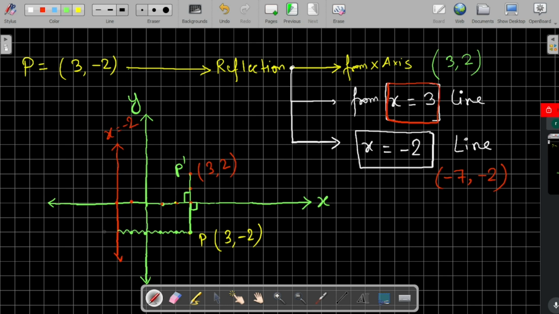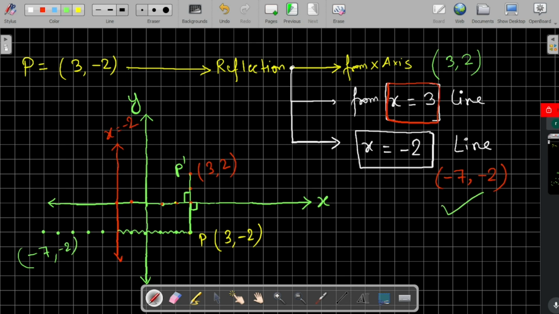So you have to move five blocks to the other side. One, two, three, four, and five. So its coordinate will be what? The coordinate should be written from the axis, right? So it is 1, 2, 3, 4, 5, 6, 7. So it should be minus 7, and the y coordinate will be the same. Please see, there will be no change in the y coordinate, so it should be minus 7 comma minus 2.